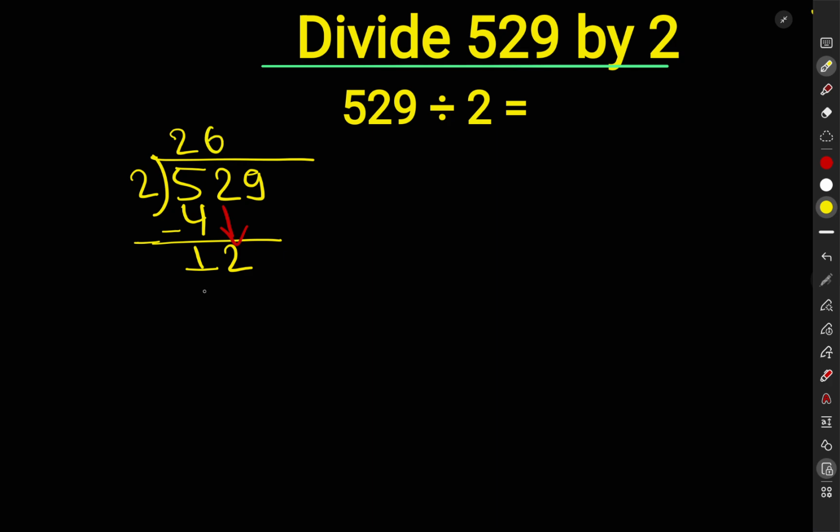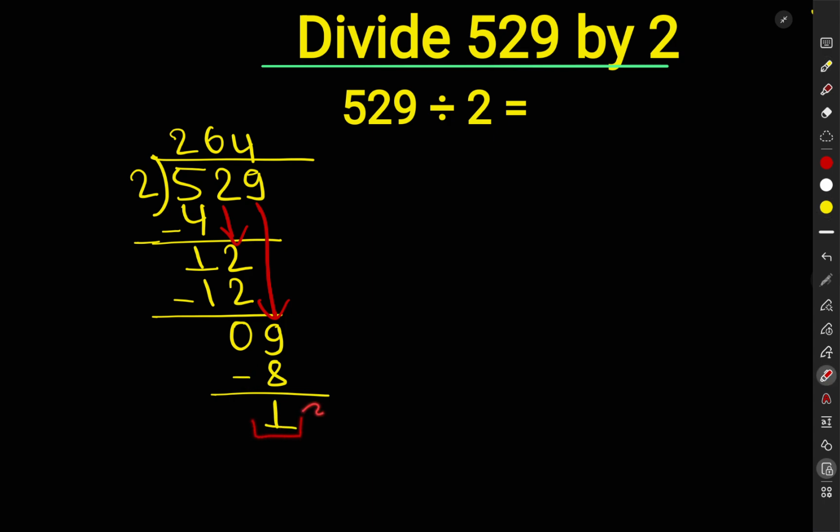2 times 6 means 12. On subtracting we get 0. So now we put down this 9 and 2 times 4 is 8. On subtracting we get 1.